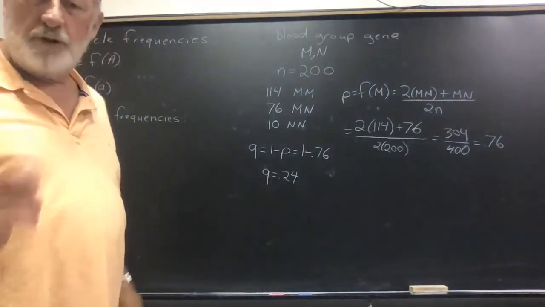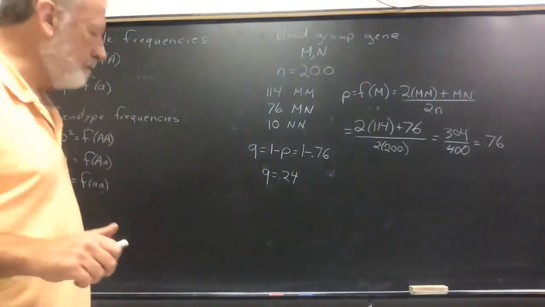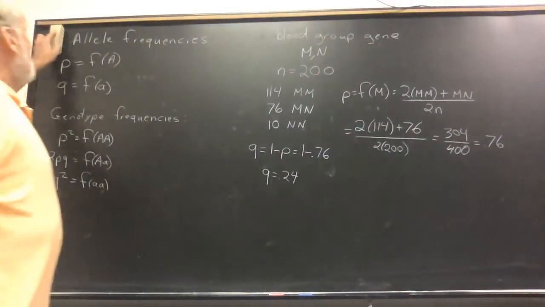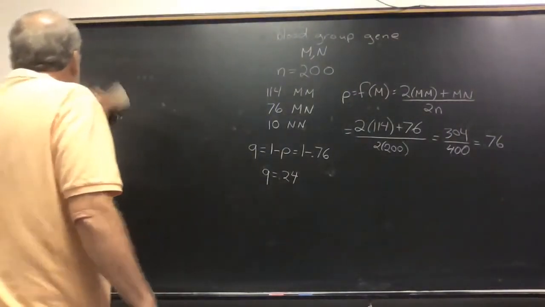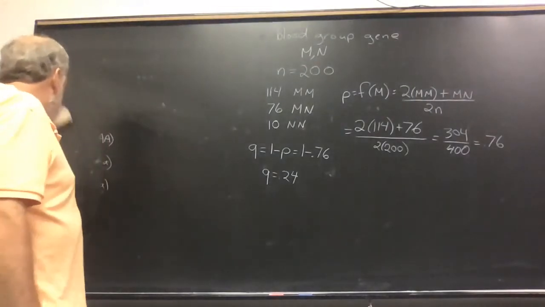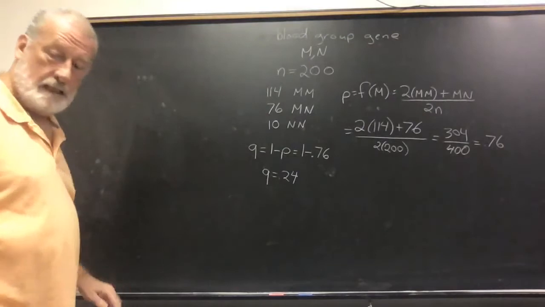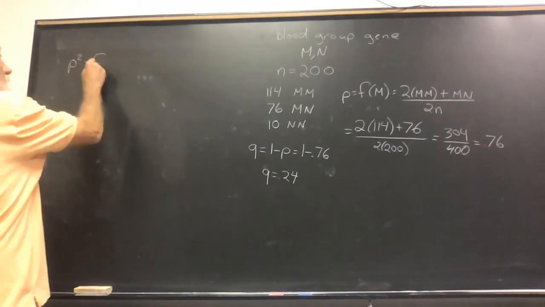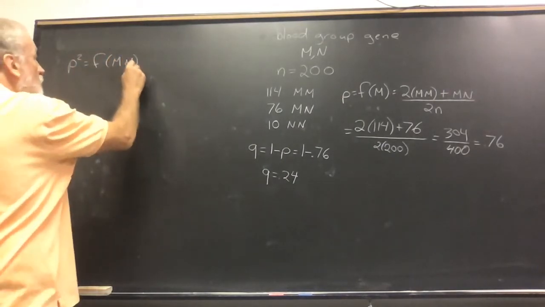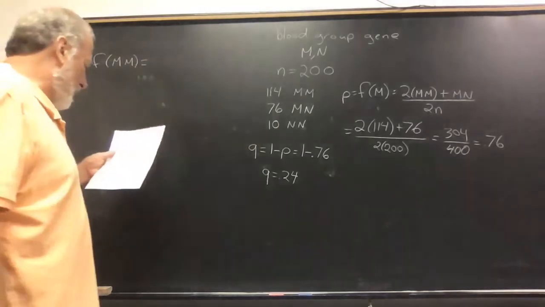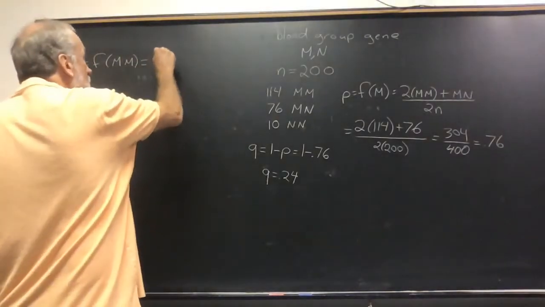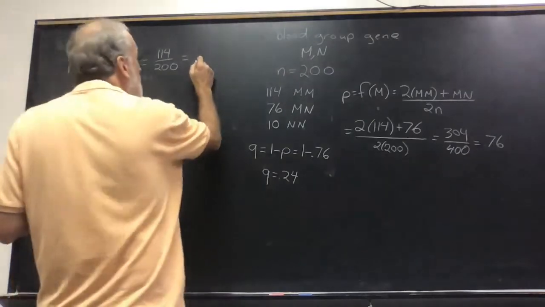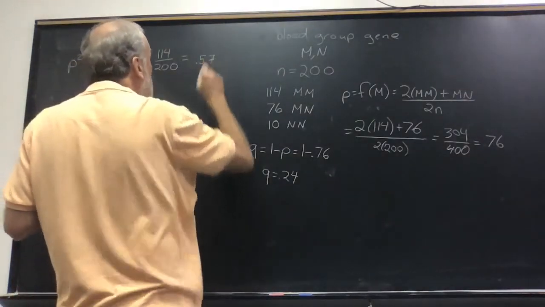Now let's calculate some genotype frequencies. We'll have to erase the board, or at least some of the board over here. So P squared, the frequency in this instance of the MM genotype, is merely 114 over 200, which equals 0.57.